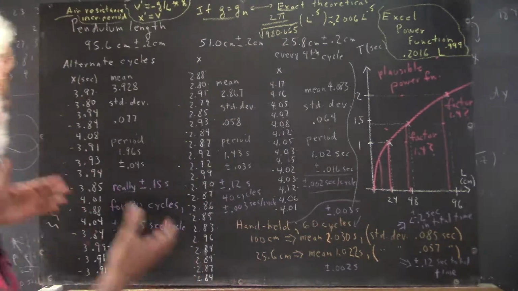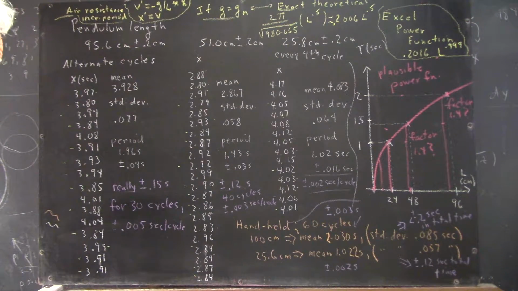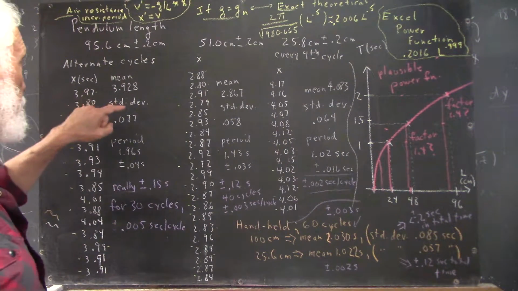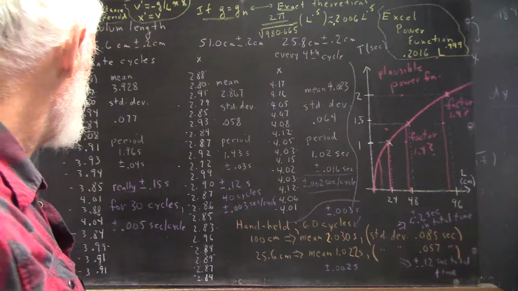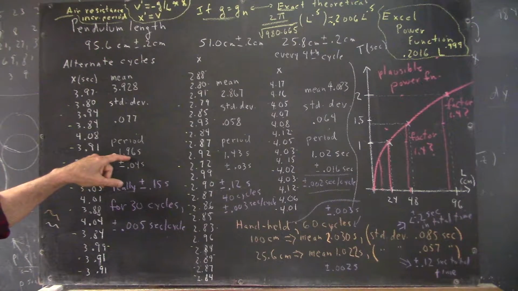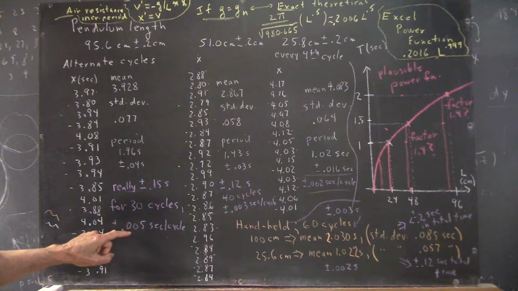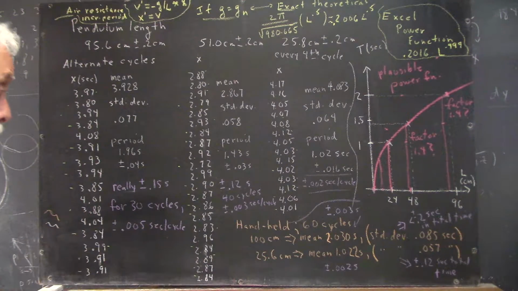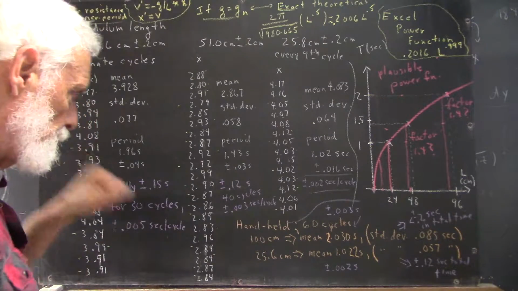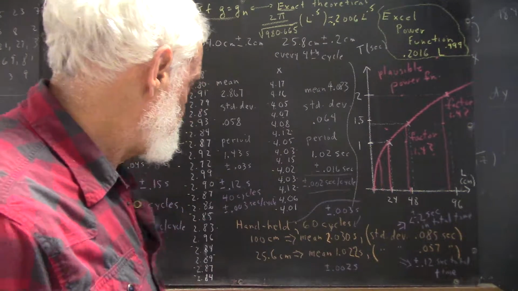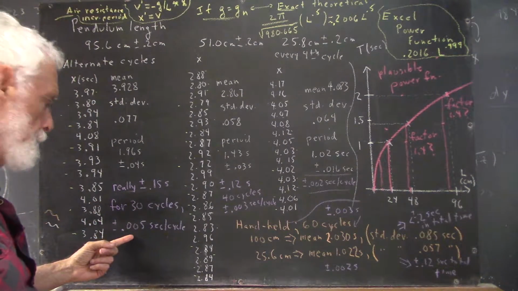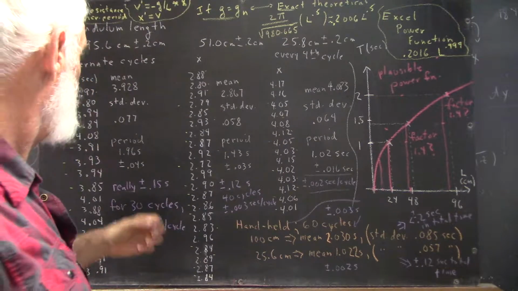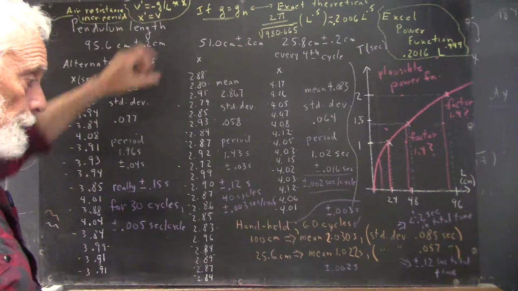Now, if we compare these with the results that we got for the anchored pendulum as opposed to the handheld pendulum, we see that a slightly shorter pendulum, a 95.6 centimeter pendulum, as opposed to a 100 centimeter pendulum, had a period of 1.96 seconds with an uncertainty probably of plus or minus 0.005 seconds per cycle. So, the question is, based on this, what would we expect the period of an anchored 100 centimeter pendulum to be?